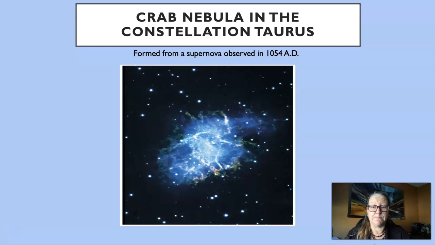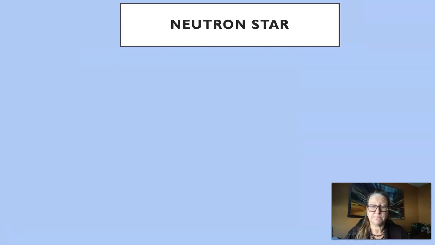Here is the remnant of a supernova that was actually observed to erupt in 1054. It started out as a star, and then the people at that time noted that it became incredibly bright, and in fact it was so bright they could see it in the sky in the daytime for months. Today we can look in that same location and we see this nebula that we call the Crab Nebula.